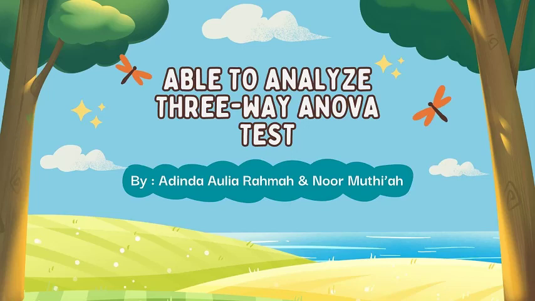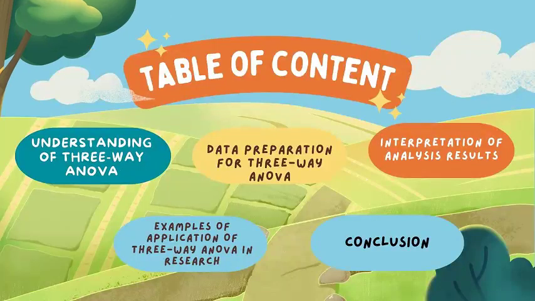So, in this discussion, we will talk about how to analyze a three-way ANOVA test. So, this is the table of contents. The first one is understanding of three-way ANOVA. The second one is data preparation for three-way ANOVA. The third is interpretation of analysis result. The fourth is an example of application of three-way ANOVA in research. And the last but not least is conclusion.